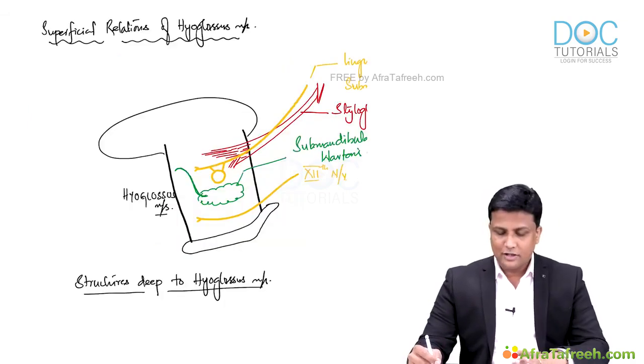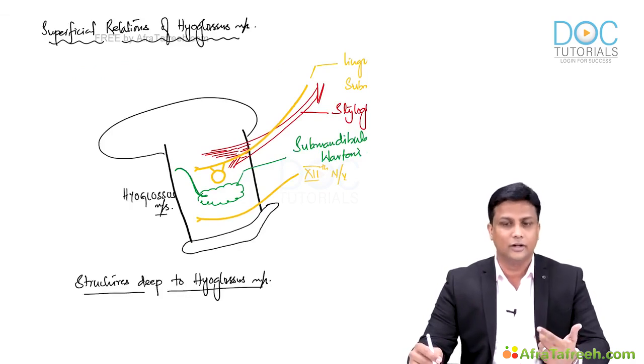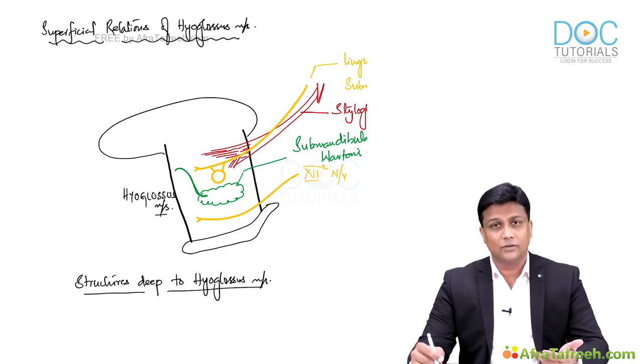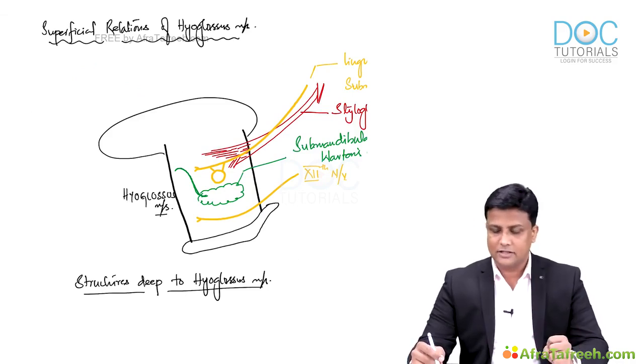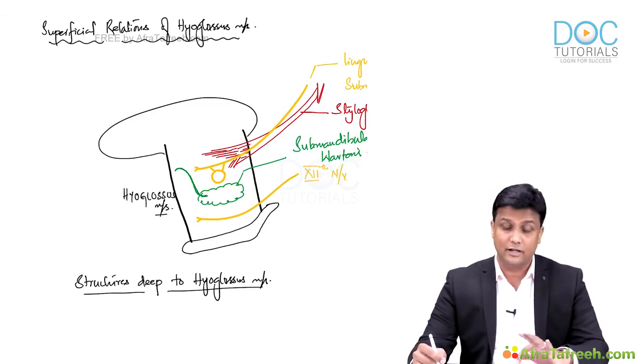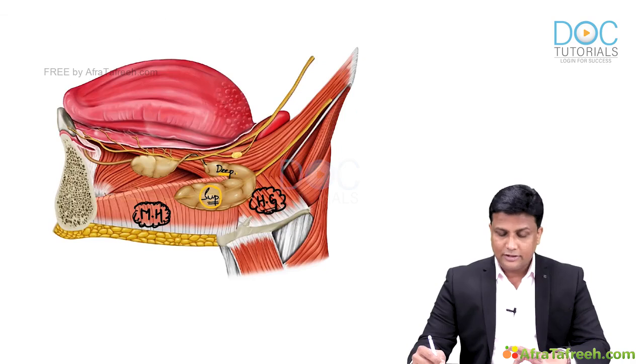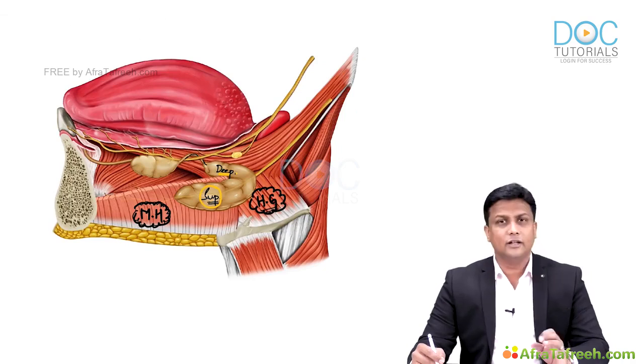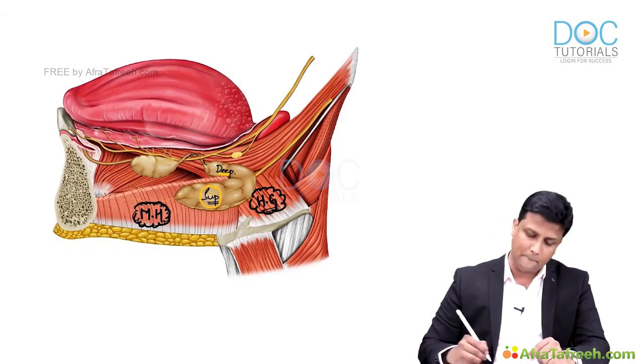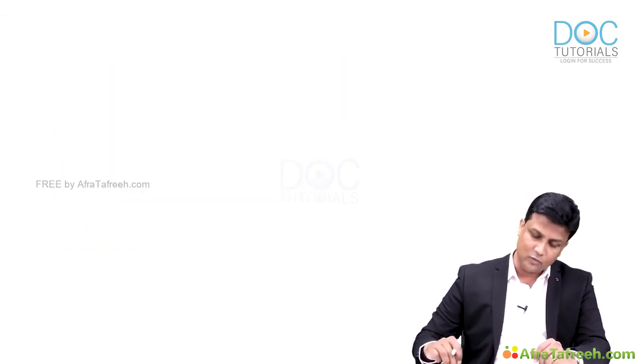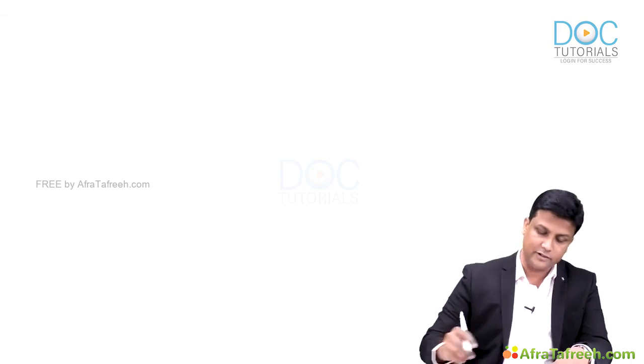So therefore, what are the deep relations of mylohyoid right now? Nothing but superficial relations of hyoglossus: lingual nerve along with the submandibular ganglion, submandibular salivary gland along with the Wharton's duct, styloglossus muscle as well as the 12th nerve, that is hypoglossal nerve. So you don't have to learn the deep relations of this one. Now the only thing left is to learn the superficial relations of mylohyoid. Now let us see what is present superficial to mylohyoid.